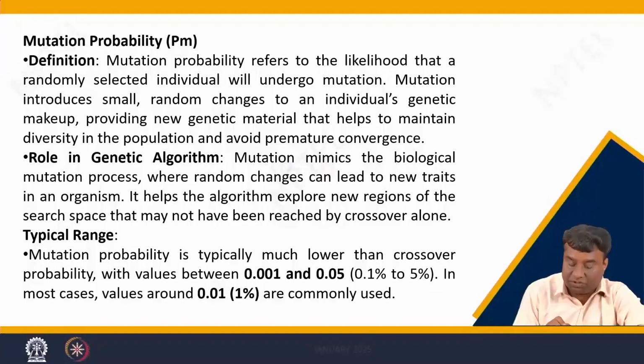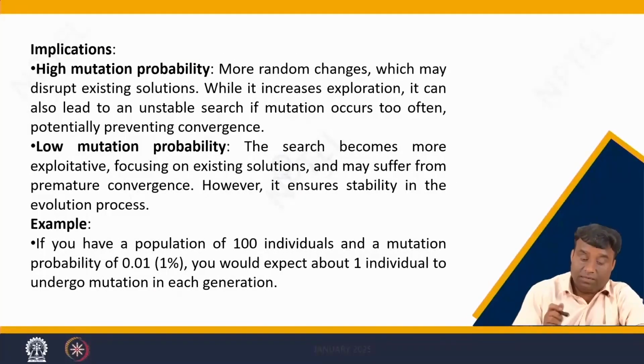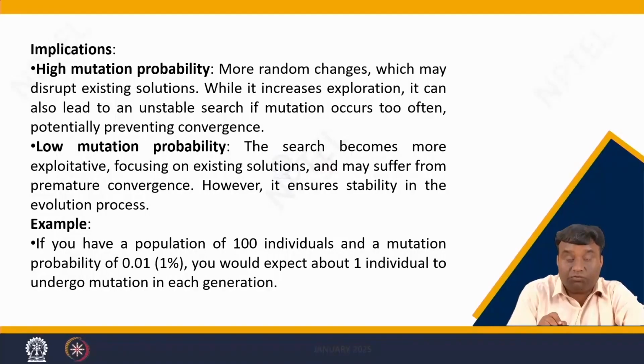The typical range for mutation probability is lower than the crossover probability. It lies between 0.001 and 0.05, that is 0.1% to 5%. In most cases, mutation is around 1%. So with high mutation probability, there are more random changes which may disrupt existing solutions. While it increases exploration, it can also lead to an unstable search if mutation occurs too often, potentially preventing convergence.